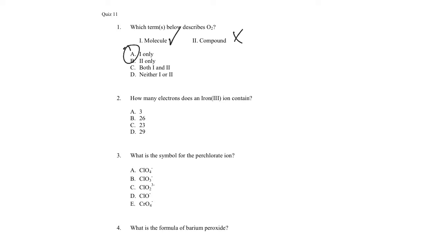How many electrons does an iron 3 ion contain? So Fe 3 plus is what an iron 3 ion is. And so then what we'd want to do is have a periodic table open because we need to get that proton count for iron. I believe it's atom number 26.